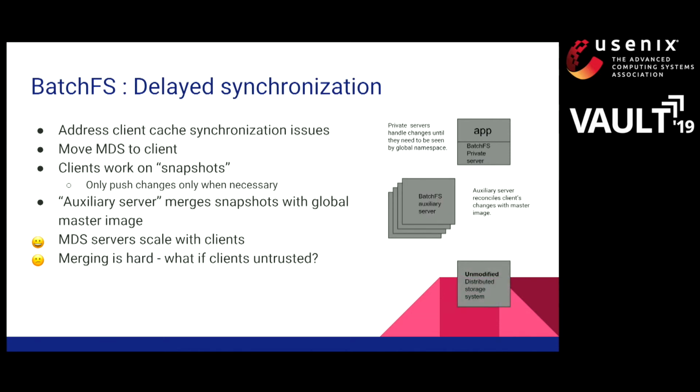Then they have an auxiliary server in the scheme which will merge those snapshots all together with a global master image. This is nice because it scales very well with the number of clients and the metadata servers, and the performance was extremely good, but the merging is really hard. What if the client's untrusted?